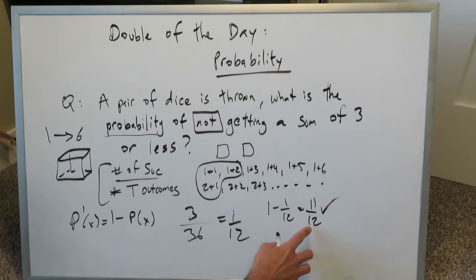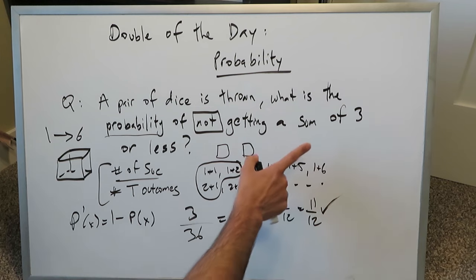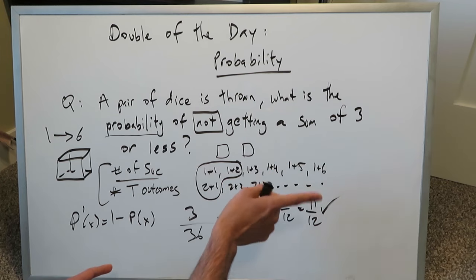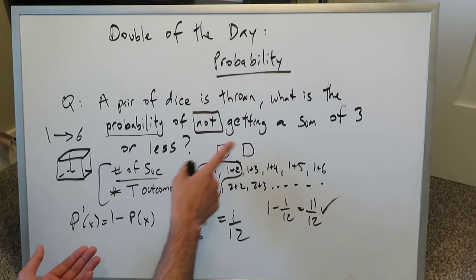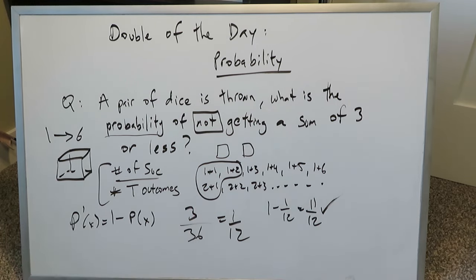So 11 out of 12 is the likelihood that you will have a sum larger than 3. Only 1 out of 12 in terms of likelihood will the sum be 3 or less, and the question has been answered.